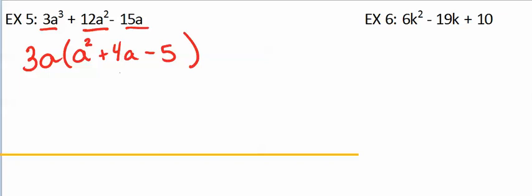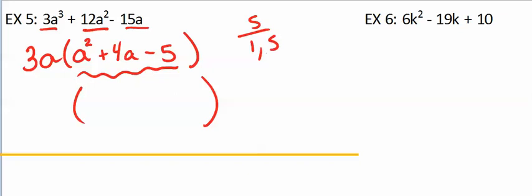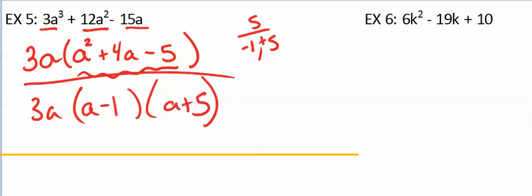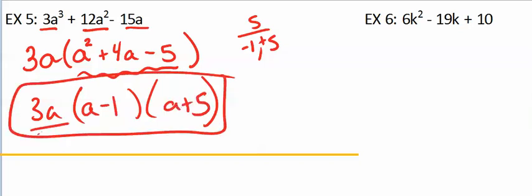From there, I'm going to try to factor this. I'm going to look for multiples of -5 that give me 4, which would be 1 and 5, and the 5 would be positive and the 1 would be negative. So I would get a minus 1 and a plus 5. And I would keep the GCF on the outside. It is part of the factored terms.